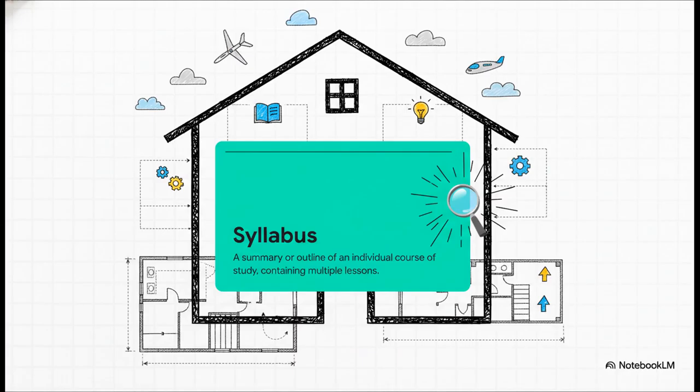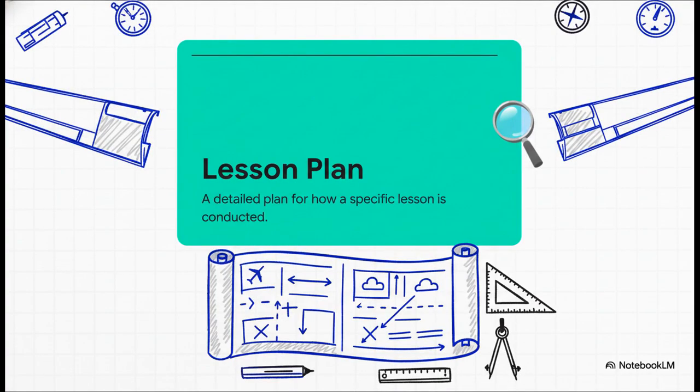Now, inside that development, every single house needs a plan, right? Well, that's your syllabus. It's the outline for one specific course, and it organizes all the individual lessons into a logical sequence. It's basically the floor plan that shows how all the different rooms connect. And that brings us to the most detailed level of all, the lesson plan. If the syllabus is the floor plan for the house, the lesson plan is the detailed construction blueprint for one single room. It has every specific detail you need to pull off one effective lesson.